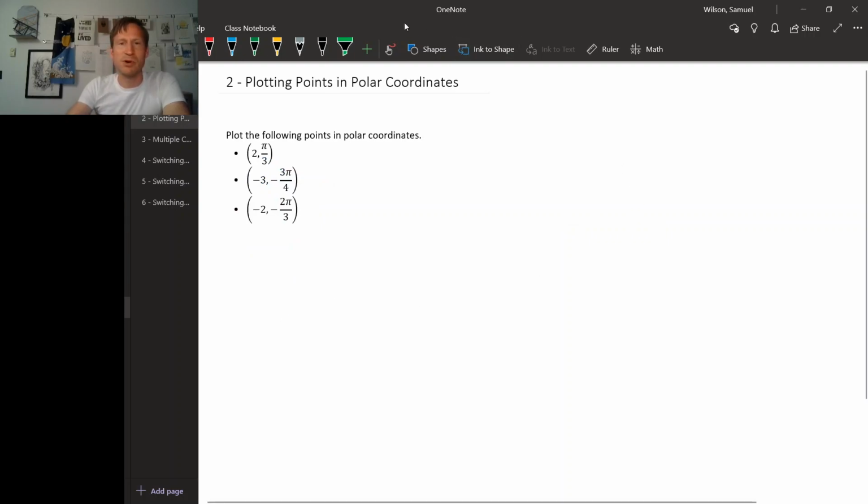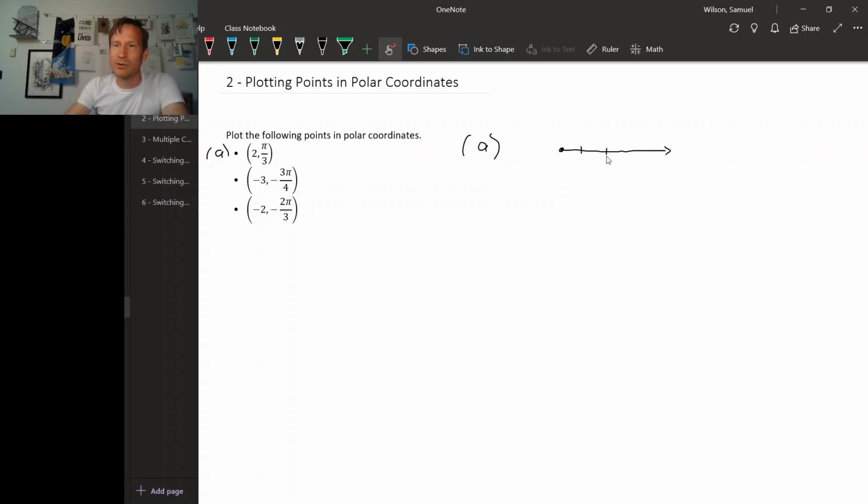So let's plot these points. So let's start with this one. Why don't we call this A? So 2, pi over 3. So to plot this point, let's have an origin and a polar axis with some distance markings on it. So even though the r coordinate comes first, I find it a little easier to think about plotting points in polar coordinates by thinking about theta first.